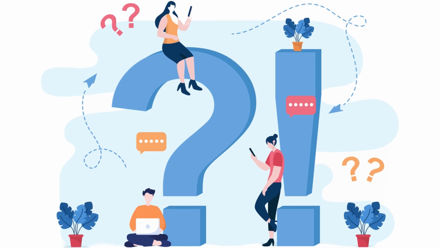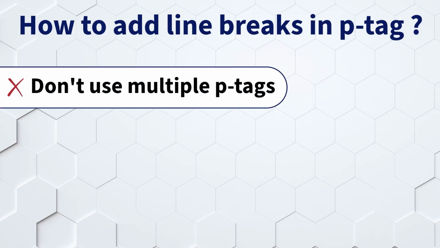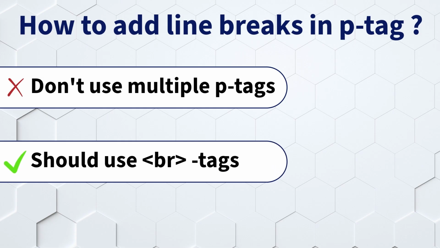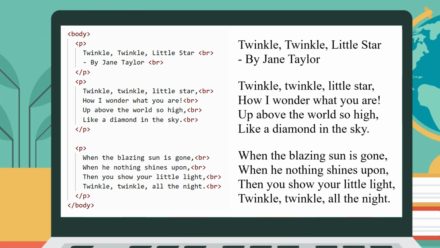Now, a common question arises. How do you create a line break within a paragraph? You don't use multiple p tags for this. Though each paragraph tag creates a new line above and below, that is not the intention here. So we should not use the p tag for creating just line breaks. To create a line break within a paragraph, we should use the br tag. After adding the necessary br tags, this is how the code and respective output look.